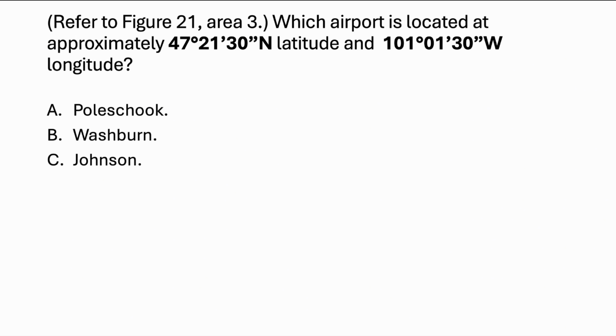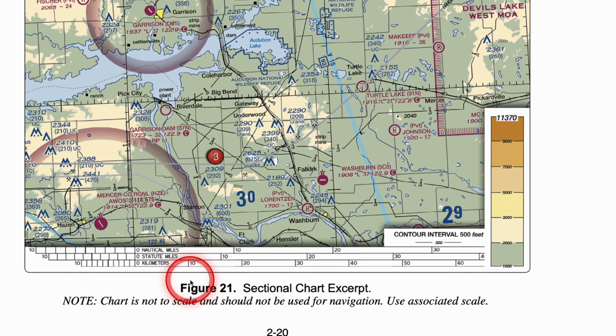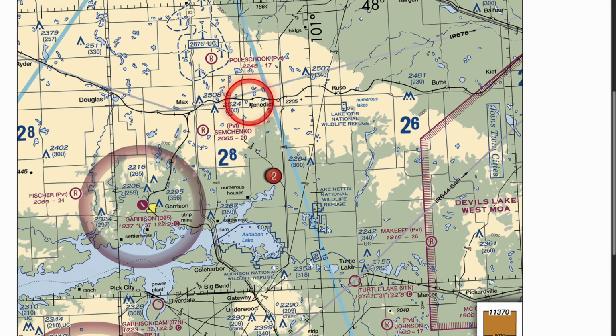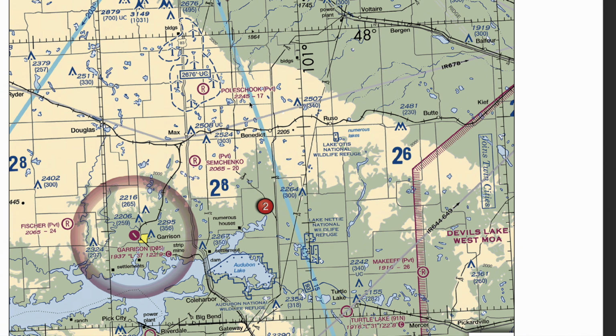We'll do another example, and I find this style to be a little bit easier, so you'll probably find this a little bit quicker. In this case, we're going to look at figure 21, area 3, and we're trying to find out which airport is located at 47 degrees, 21 minutes, 30 seconds north, 101 degrees, 1 minute, 30 seconds west. Here's figure 21, and we're not given an area because we're just given the coordinates. So first we want to find out which airport is located at 47 degrees 21 minutes and 101 degrees 1 minute.